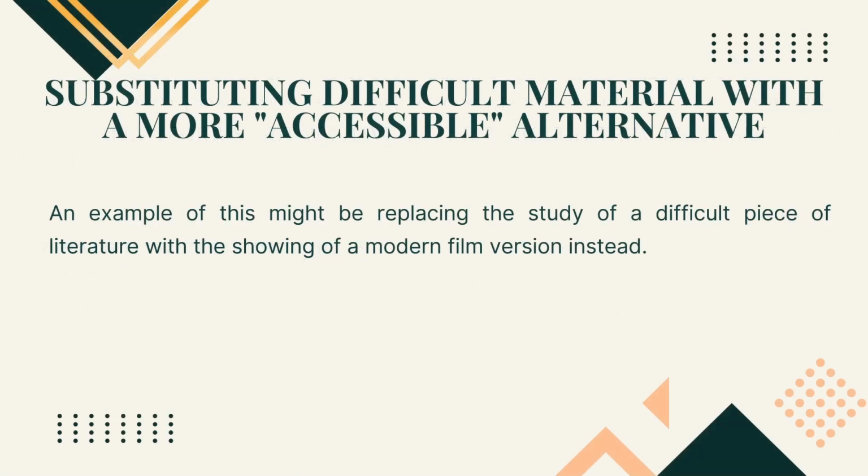Now, next is substituting difficult materials with a more accessible alternative. It is a strategy of some teachers that they use when they fear that the students may not grasp complex concepts. However, there are some significant drawbacks if done regularly. An example of this might be replacing the study of a difficult piece of literature with a showing of a modern film version instead. Yes, it is true that the film version is more accessible, but only initially. However, it is diluting the content that is supposed to be learned or delivered by the teacher.